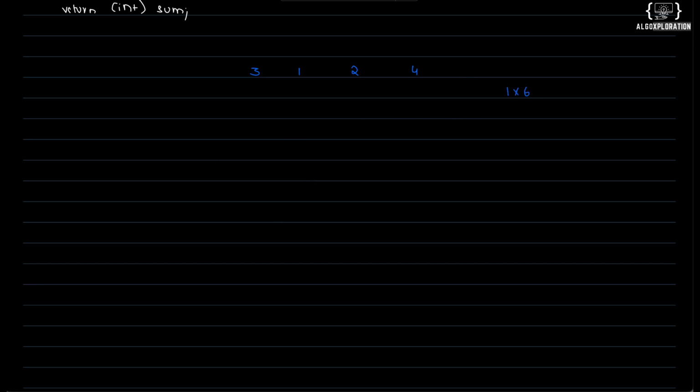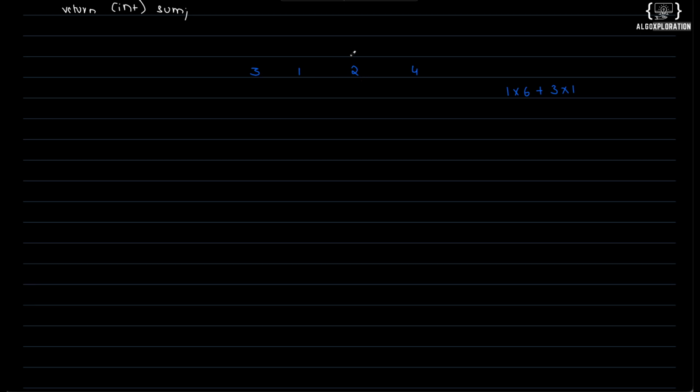Now again I need to find where 3 is acting as a minimum. So I can see that in only one subarray 3 will act as a minimum, because there are no elements on the left hand side, and if I go on the right hand side, 1 is there. And if I take this one into consideration, 3 will not act as a minimum, right? So 3 into 1.